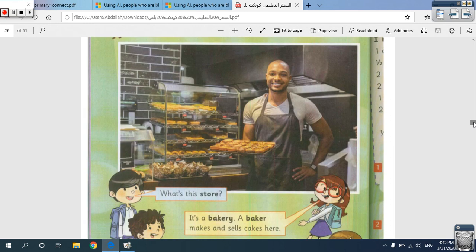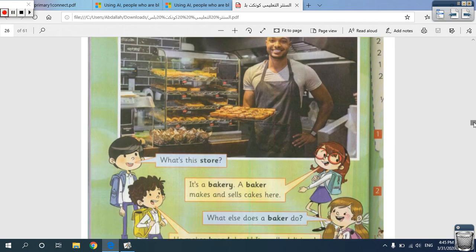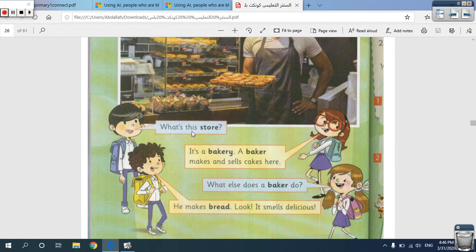Let's read what the boy and the girl are talking about. What's this store? Store, like a shop. It's a bakery. A baker makes and sells cakes here. What else does a baker do? He makes bread. Look, it smells delicious.